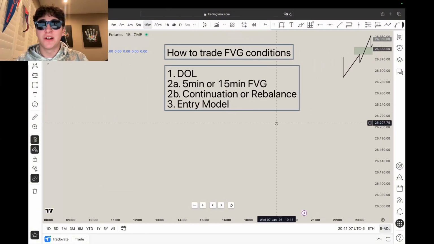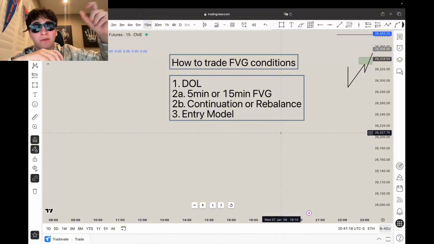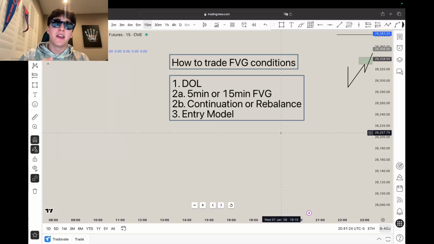Just remember, I'm gonna cover it again. Are we delivering from internal or external? Which would be, are we delivering from a fair value gap towards a drawn liquidity? So you'd be looking for a continuation, or did we just sweep sell side or buy side, and are we rebalancing an inefficiency or a high time frame gap?